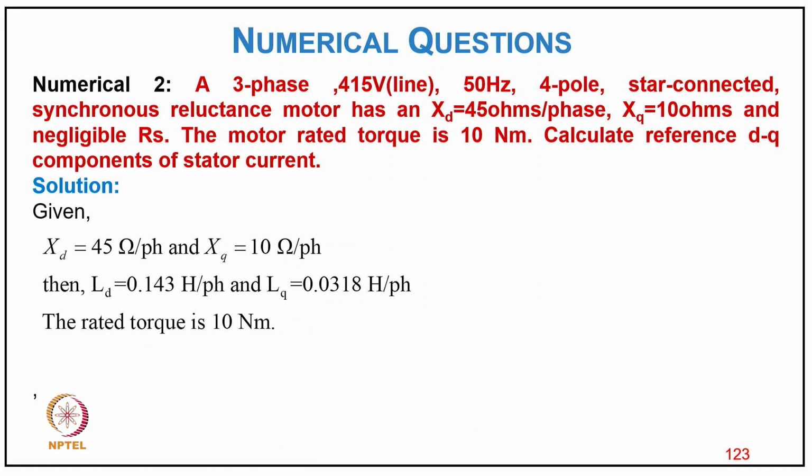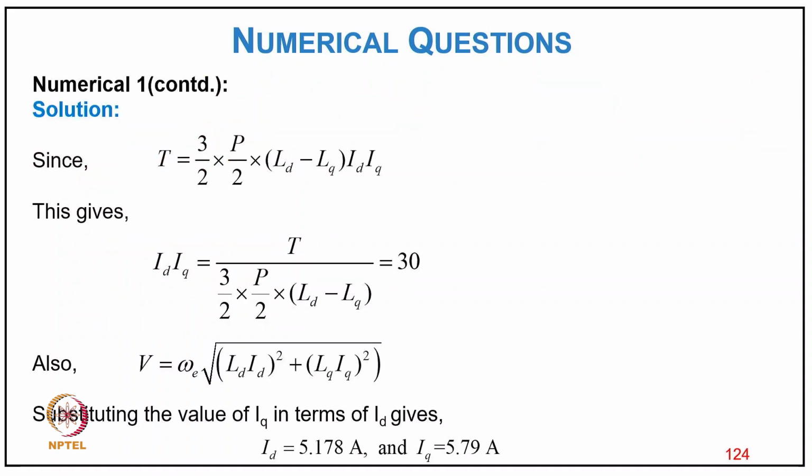Now numerical 2: a 3-phase, 415 volt, 50 Hz, 4-pole star connected synchronous reluctance motor has Xd equal to 45 ohm and Xq equal to 10 ohm, and neglect resistance. The motor rated torque is 10 Newton meter. Calculate the reference ID and IQ components. So Xd is given 45, Xq is given 10 ohm, then LD 0.143 Henry per phase and LQ 0.0318 Henry per phase. The rated torque is 10 Newton meter.